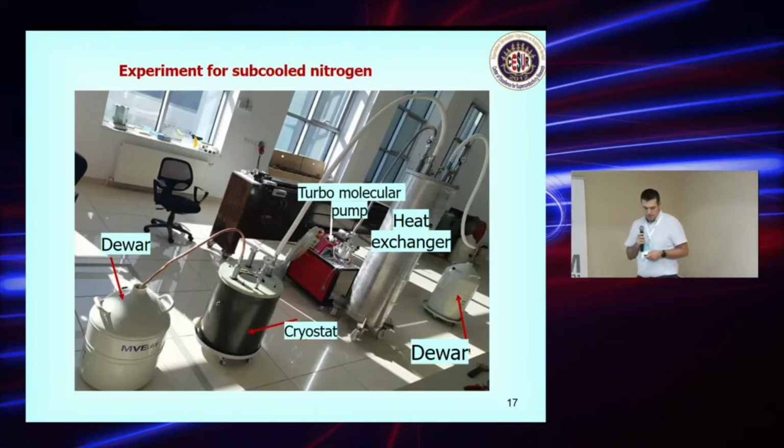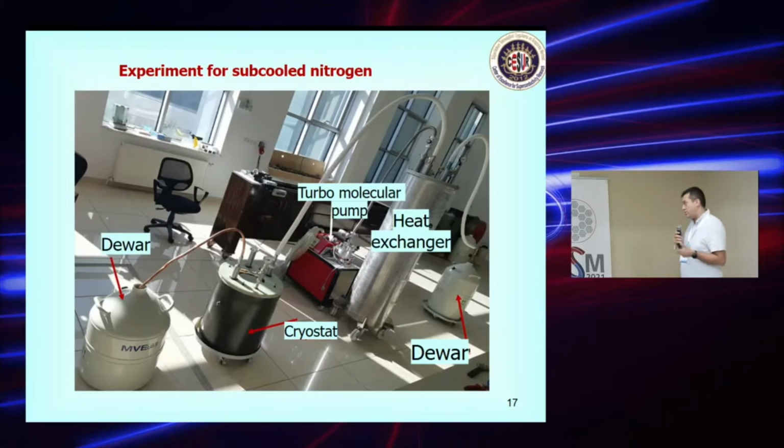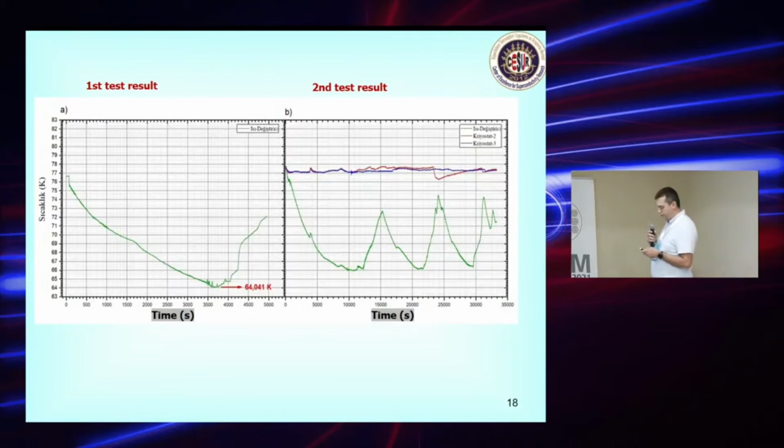First, we tested the heat exchanger in the laboratory with a turbomolecular pump. Normally, we need a root pump for this long-term usage, but we don't have one in the laboratory, so we used first the turbomolecular pump, then the rotary pump in parallel, and we had some results. What are they? The first results here for the heat exchanger: it starts from 77K and gets lower to 64 Kelvin.